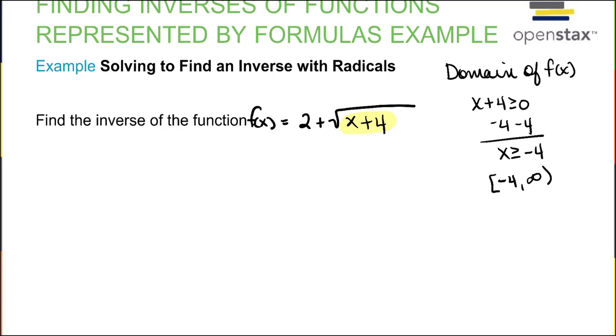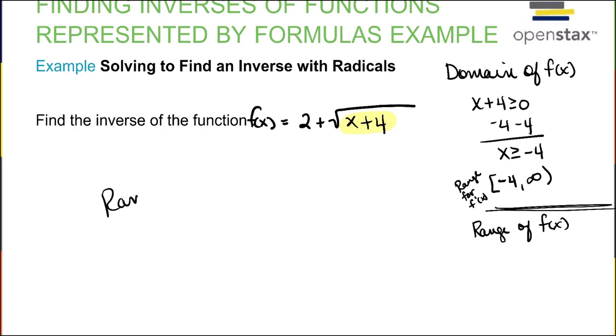Now this is the domain for f of x. But that means it's the range for the inverse function, right? So let's find the range of f of x, because if we find the range of f of x, we're really finding the domain of the inverse of x. So the range is outputs. So what outputs will we get?